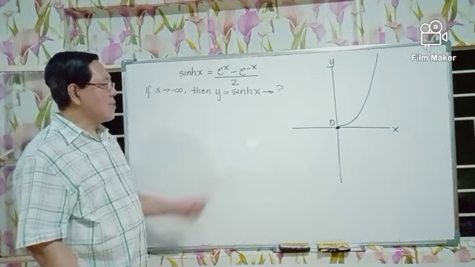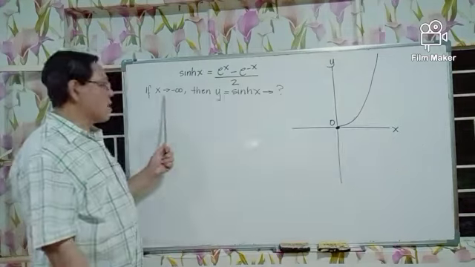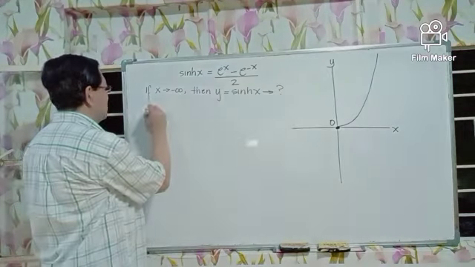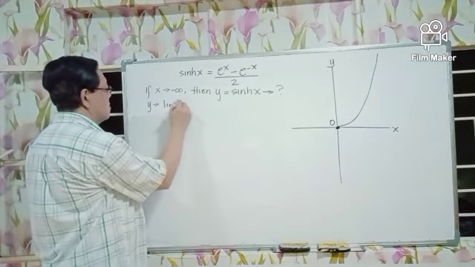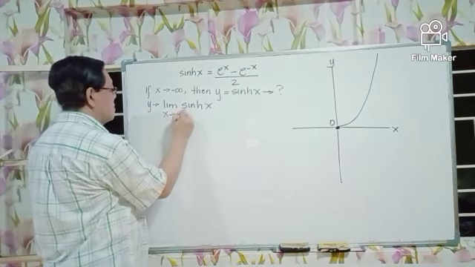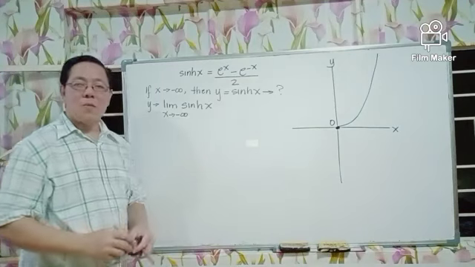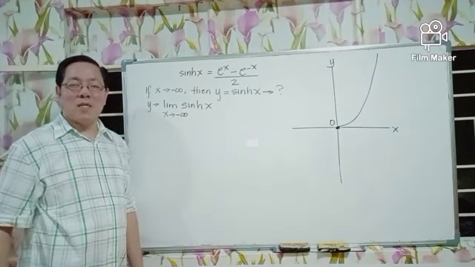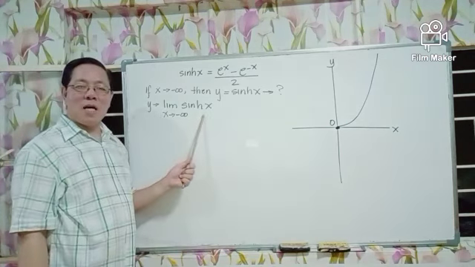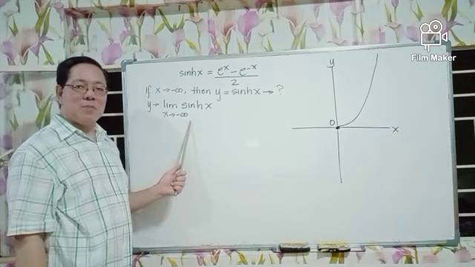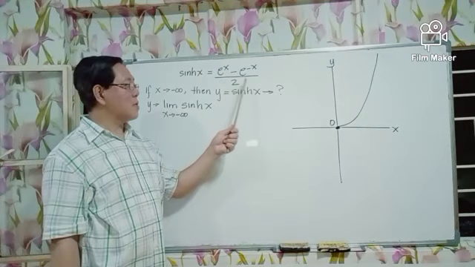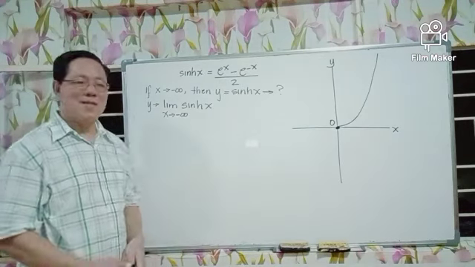So we take the limit of the hyperbolic sine of x as x approaches negative infinity. We are interested in what number the value of y will approach, and that number is the limit of the hyperbolic sine of x as x approaches negative infinity. And we replace hyperbolic sine of x with e to the x minus e to the minus x all over 2.